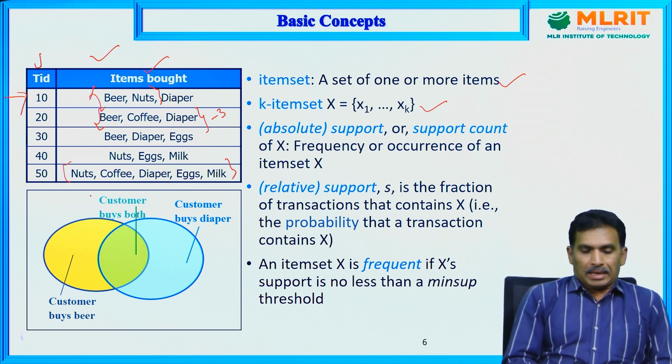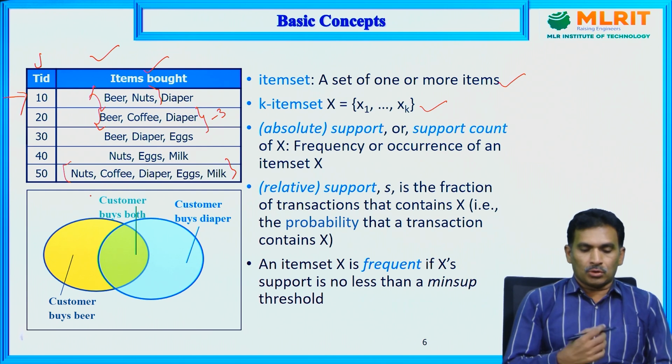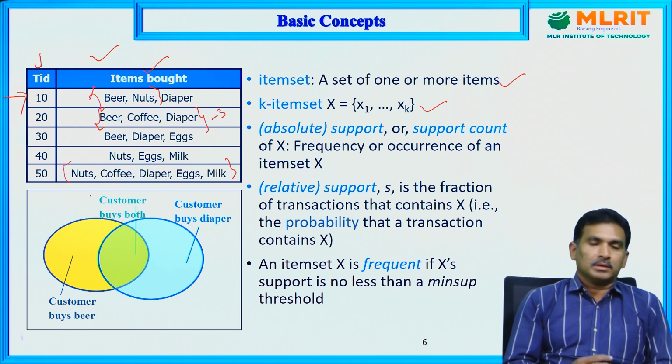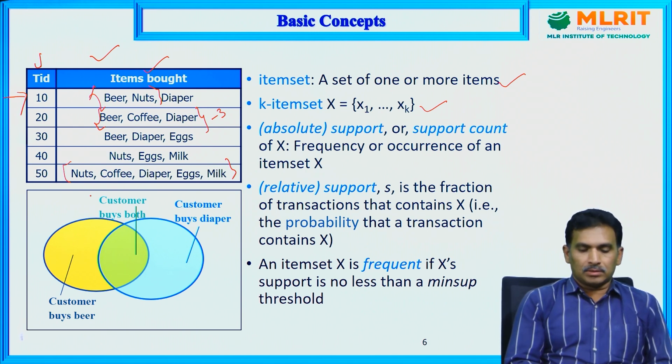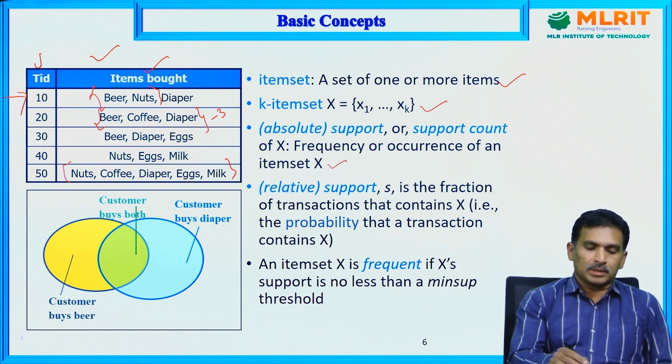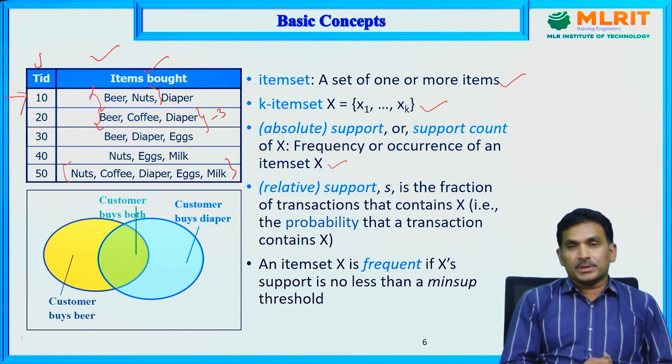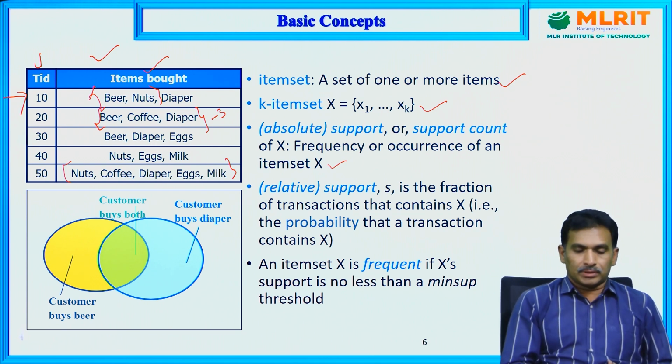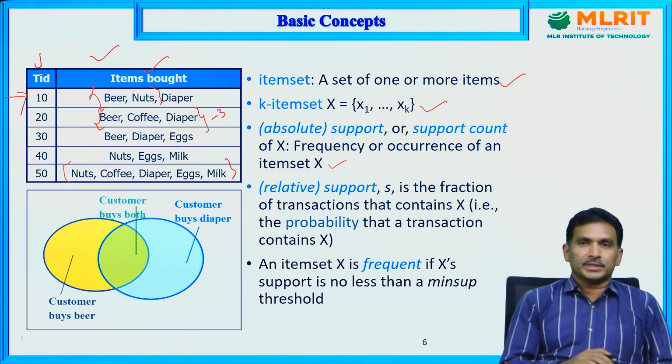And then absolute support. In the previous lecture we discussed the minimum support threshold. Here there are 2 types mainly: absolute support, or the support count of an item set X. That is nothing but the frequency or occurrence of an item set X. So how many times that particular item set appeared in a transactional database. That is the absolute support or the support count.